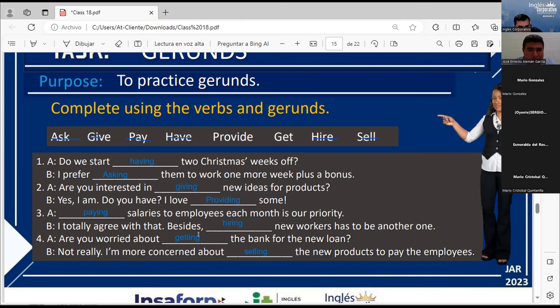Okay. It doesn't sound good. It's more like, are you worried about asking the bank for the new loan? Asking the bank for the new loan. And get? Getting would be getting. Maybe letter B. I love getting some.